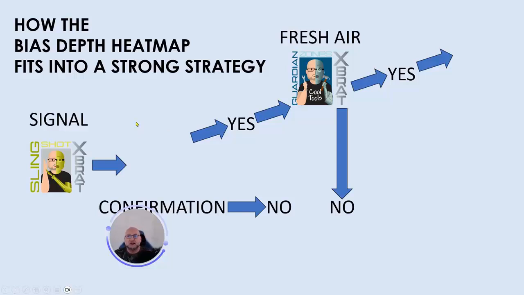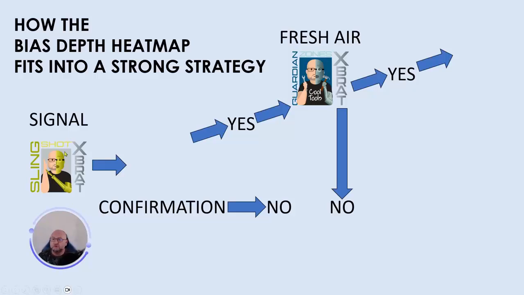So, how the BIAS Depth heat map fits into a strong strategy. This is my philosophy, and it's been this for 20 years. It's even in my book, called Confluence, Not Coincidence. So how does it fit in? And this is important. First of all, a lot of people get a signal, and it doesn't have to be one of our signal generators from xBrat, but I've just put the slingshot in there as an example.